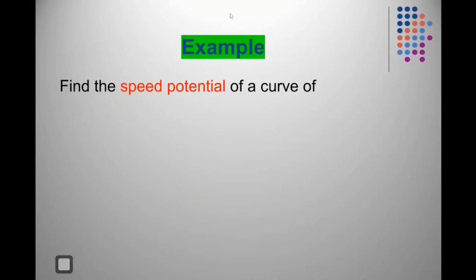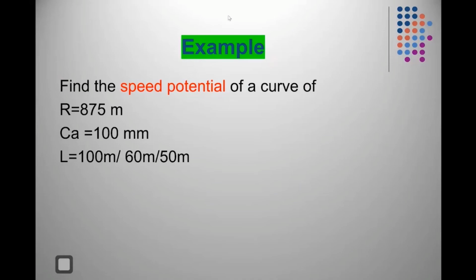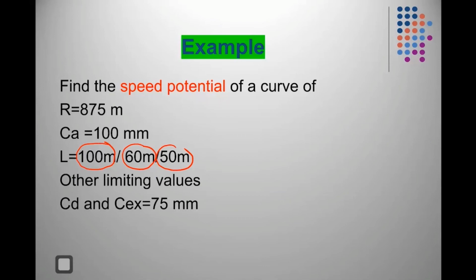मैं एग्जांपल लेता हूँ, एक एग्जिस्टिंग कर्व दिया हुआ है एंड वी हैव टू इंक्रीज द स्पीड पोटेंशियल. क्या क्या ऑप्शन हमारे पास रहता है? फर्स्ट इज फाइंड द स्पीड पोटेंशियल ऑफ अ कर्व. इसका रेडियस 2 डिग्री का कर्व है, कैंट हमने एज्यूम कर लिया 100 एंड आई एम टेकिंग 3 सिचुएशंस. वन इज लेंथ ऑफ ट्रांजिशन इज 100 मीटर, एक केस में लेंथ ऑफ ट्रांजिशन इज 60 मीटर, एक केस में लेंथ ऑफ ट्रांजिशन इज 50 मीटर. ये 3 सिचुएशंस मैं लेता हूँ. 3 सिचुएशन के लिए वी विल सी हाउ दीज सिचुएशंस आर डिफरेंट फ्रॉम ईच अदर, एक दूसरे पे क्या इम्पैक्ट डालता है. Other limiting values are CD and CX is 75, RC and RCD is 55 millimeter per second, right?